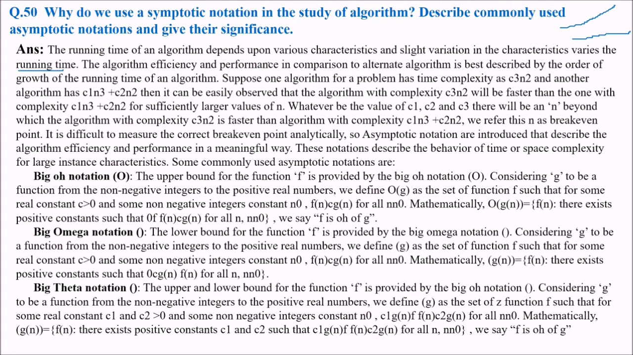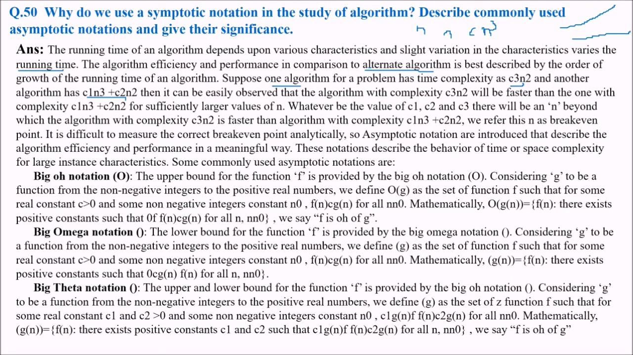The efficiency and performance of an algorithm in comparison to some other algorithm for the same problem can be described by the order of growth of the running time of an algorithm. What is this order of growth? Suppose we have one algorithm for a problem that has a time complexity, say this expression. I'm not specifying any number. And another algorithm which has, say, this expression. It can be n, it can be n squared, it can be c n cube, anything.